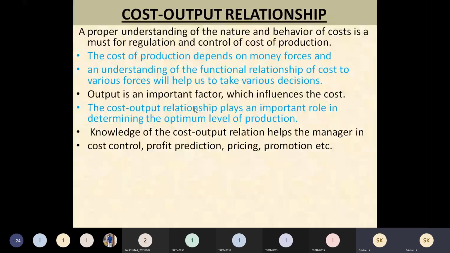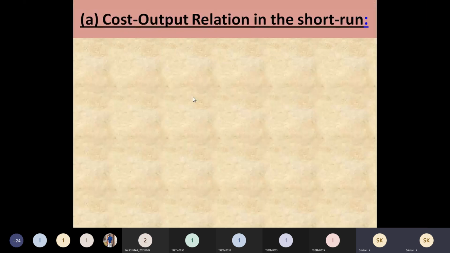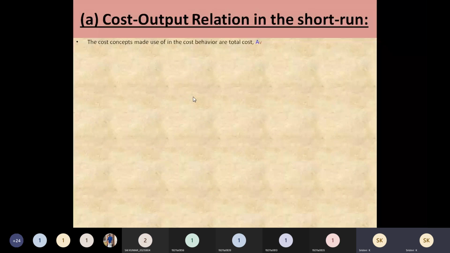So for that we are going to study under short run how these are related, and in long run how the costs are related, by using an illustration. Before going for the illustration, we have to see what are the costs that you are going to come across in short term. This we have discussed in detail. Of course, I will give you a glance of this. What are the costs that you come across in the short run?